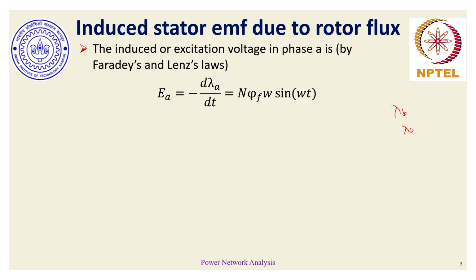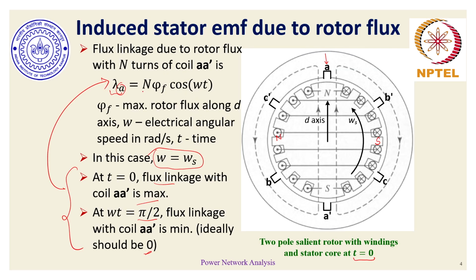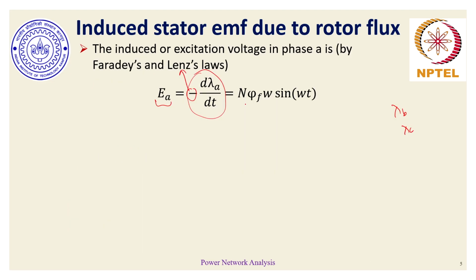And now if we apply Faraday's law and Lenz's law, the induced EMF in time domain is nothing but the time derivative of the associated flux linkage. The negative sign comes because of Lenz's law. And having defined lambda A as N phi f cos omega t, where N is the number of turns in coil AA dash phase winding, we have EA as N phi f omega sin omega t.